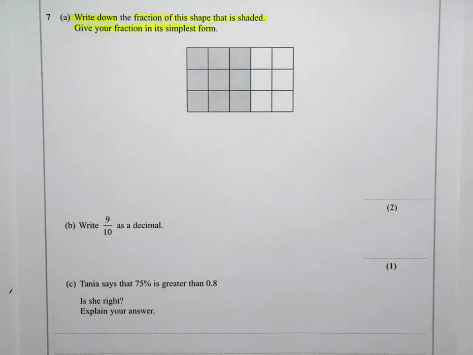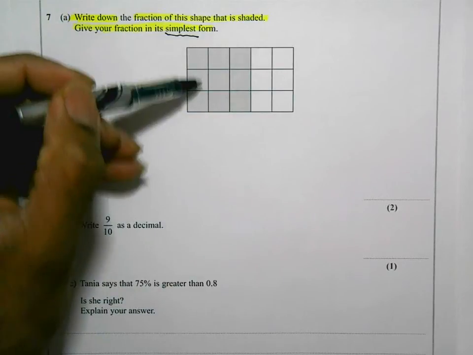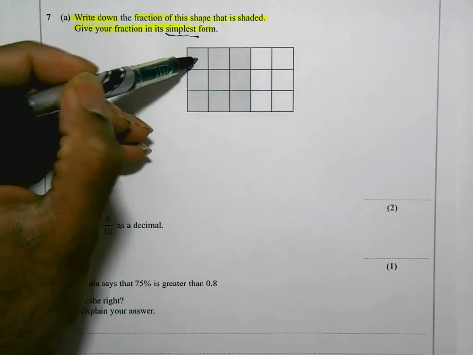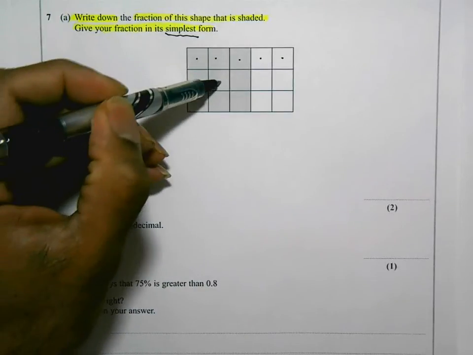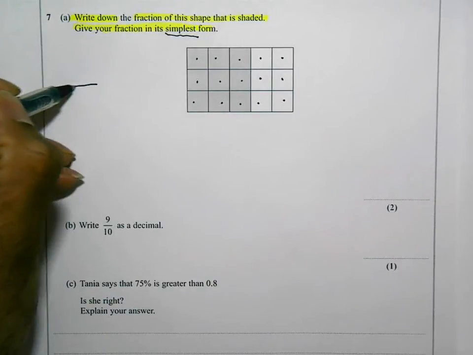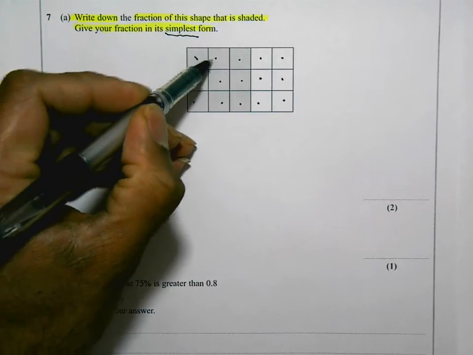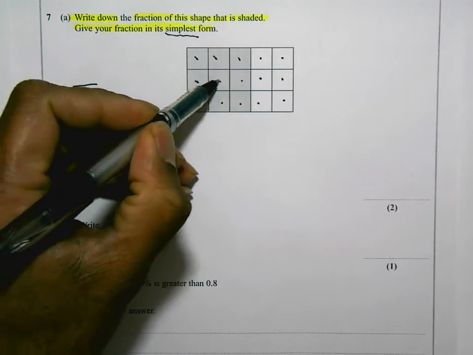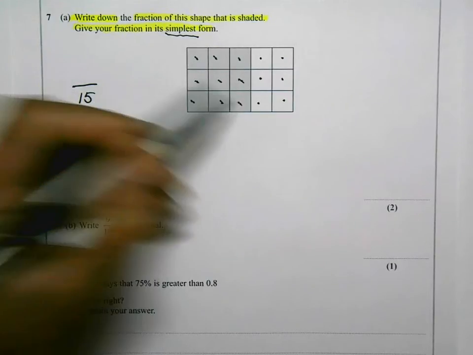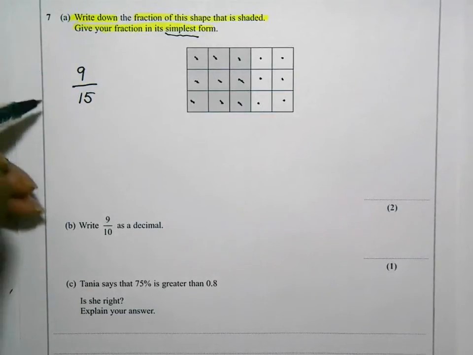So it might not just be write down. I might need to just do a little bit of work in if I need to write my answer in its simplest form. So to write down the fraction that's shaded, let's count the number of squares in this altogether. So 1, 2, 3, 4, 5, 6, 7, 8, 9, 10, 11, 12, 13, 14, 15. So the number at the bottom of my fraction is going to be 15. And the number of squares shaded, 1, 2, 3, 4, 5, 6, 7, 8, 9. 9 over 15. Now that's the fraction of the shape that's shaded.